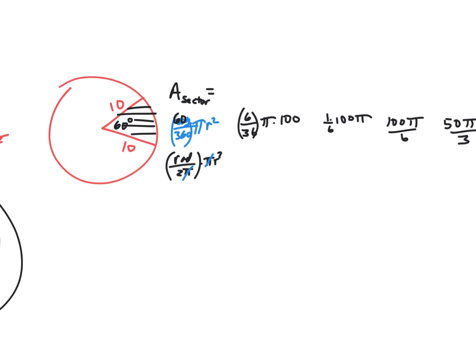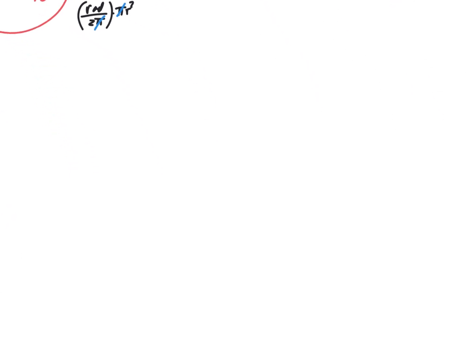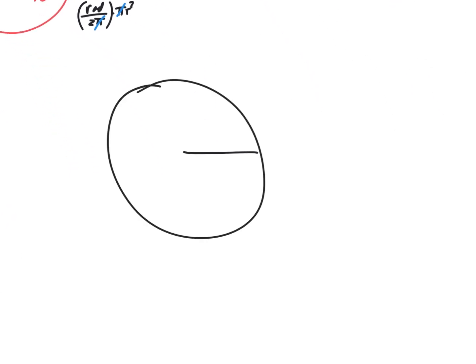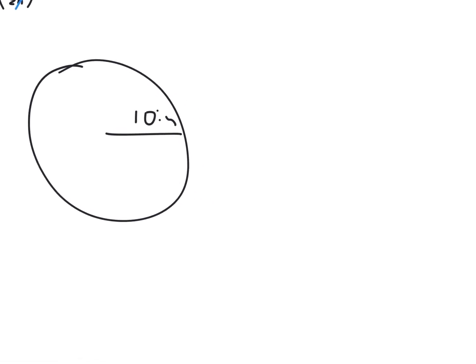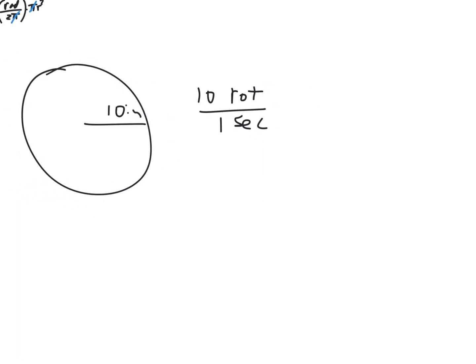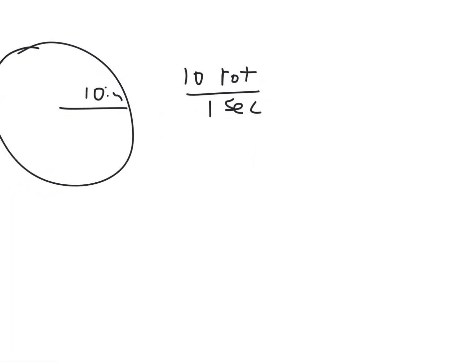How about speed? Now, if I have a circle and I just tell you the radius of it, if I tell you the radius of the circle is 10 inches, and I say that this thing is spinning around at 10 rotations per second, I want to know how fast it's going in feet per minute. How many feet would it go in a minute?